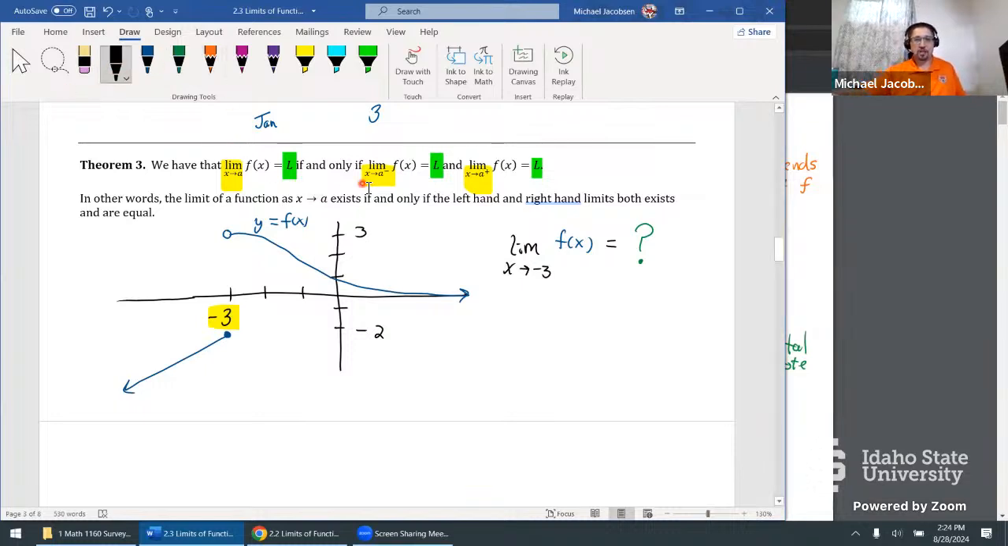So let's first work on the left-hand limit. Limit as x approaches -3 from the left of f of x. What would you all say this limit should come out as?